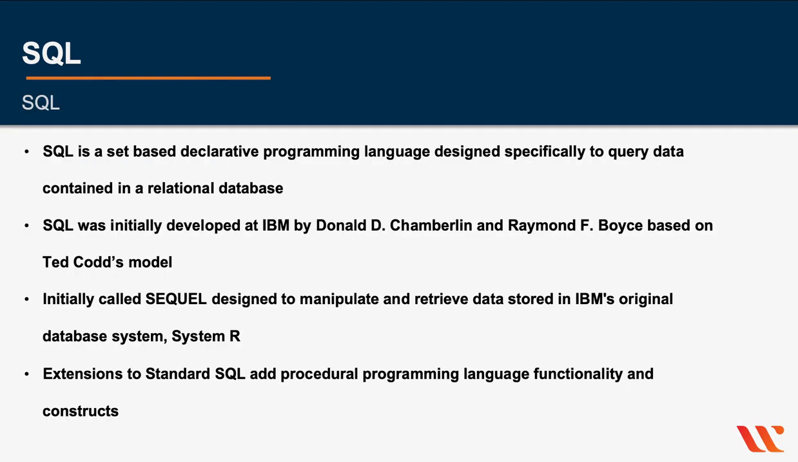Now, SQL is a set-based declarative programming language that's designed specifically to query data that's contained in a relational database. So that's what it was invented for. And in computer science, declarative programming means that it expresses the logic of computation without describing its control flow. So in other words, we know what it's supposed to do, but not how it's doing it. This is also called a DSL, a domain-specific language, which is something that specializes in a particular application domain, in contrast to a general purpose language, a GPL, which is broadly applicable across different domains.